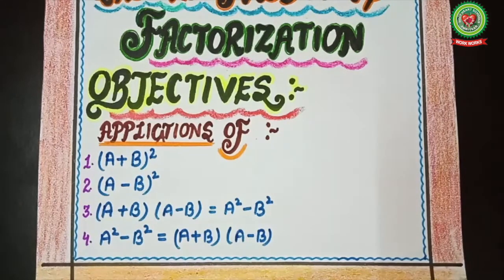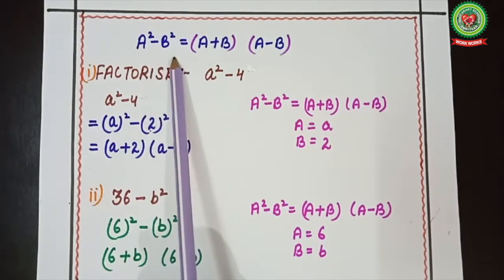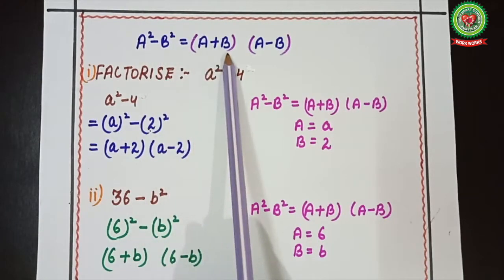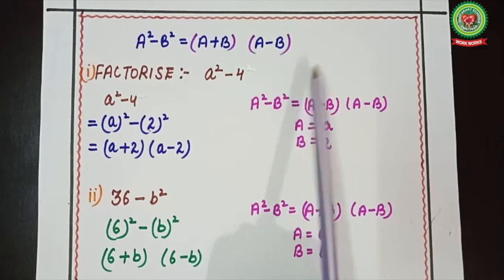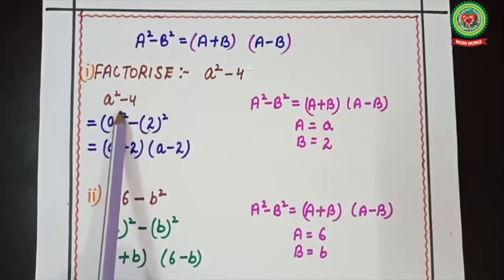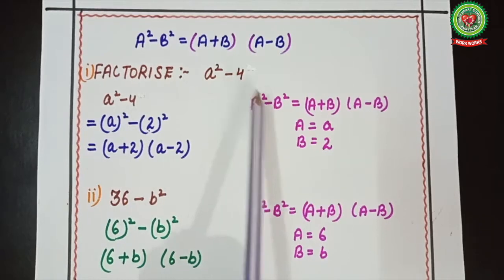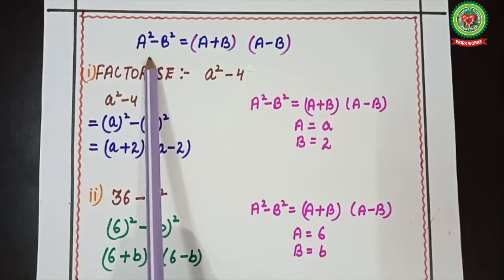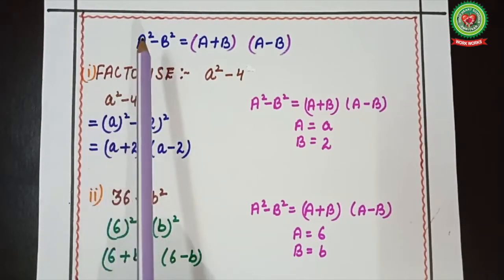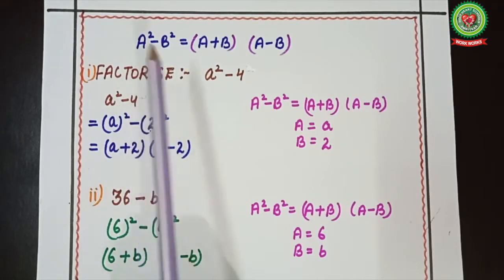So let's get started. Students, here we have the formula that we are going to use in every sum, that is a² − b² = (a + b)(a − b), right? Now the first question is: factorize a² − 4. We will rewrite the statement here, a² − 4. Today we are going to discuss this formula, a² − b². If you compare this statement with this formula, the first term is in the form of a², but the second one is not in the form of b². That means we have to make it in this form, right?